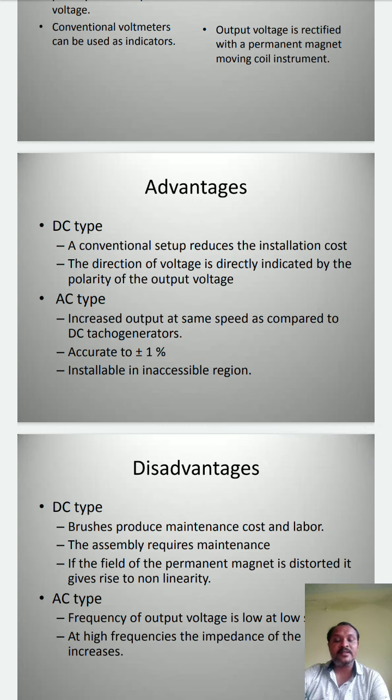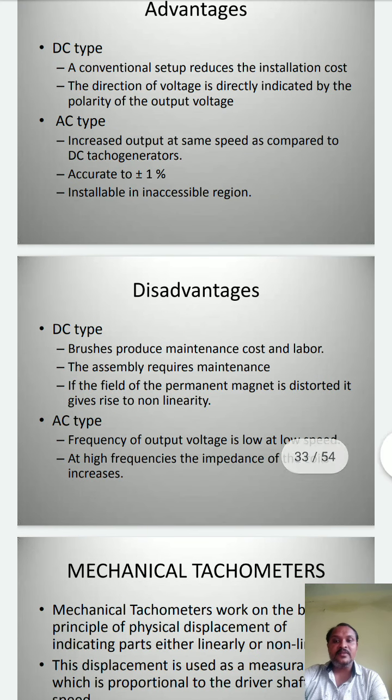The assembly requires maintenance. Obviously, in the DC type, whatever assembly is set up needs to be maintained regularly to give a better output. If the field of the permanent magnet is distorted, it gives rise to non-linearity. That is the second disadvantage.